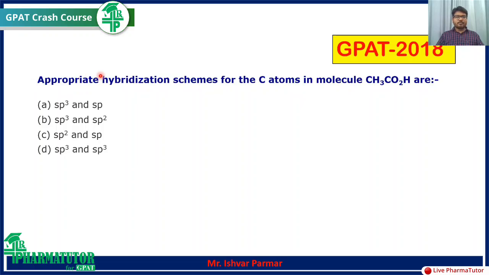This is the question asked in GPAT 2018. You have to find the appropriate hybridization scheme for the carbon atoms in the molecule, that is acetic acid. So find the correct hybridization scheme for acetic acid, CH3COOH. So what is the structure of acetic acid? This is the structure of acetic acid.